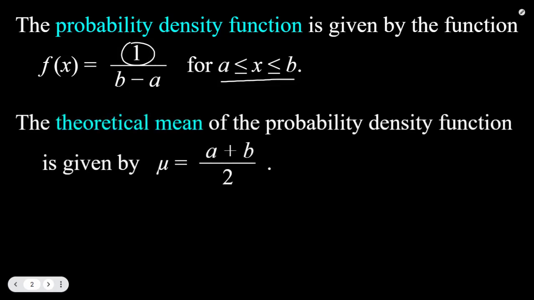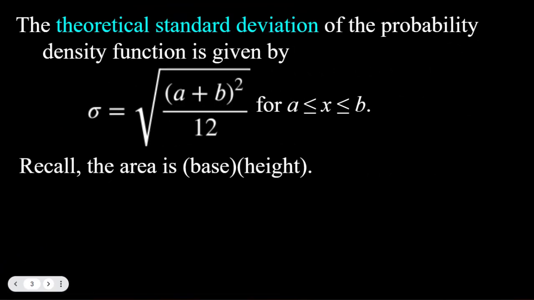The theoretical mean of the probability density function is given by mu equals a plus b, so those two endpoints, you add them together, and then divide by 2. Our theoretical standard deviation is given by sigma equals the square root of (b minus a) squared, using those two endpoints, and then divide by 12. After you do that inside part, you take the square root of that whole fraction.